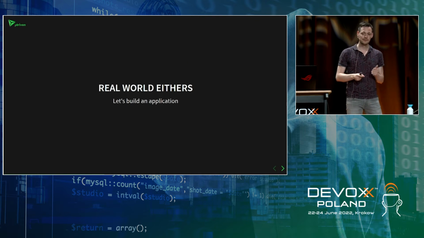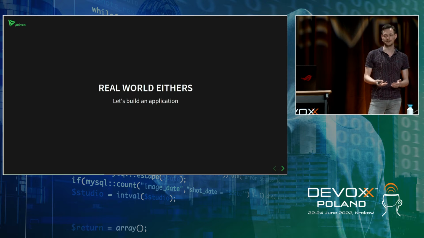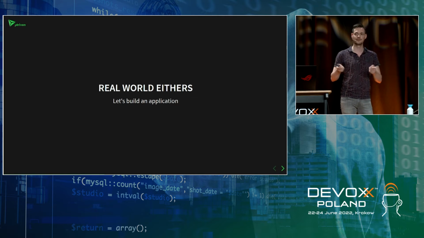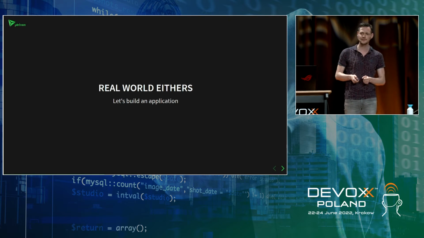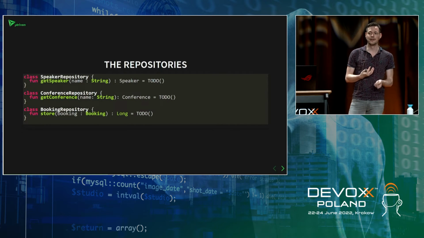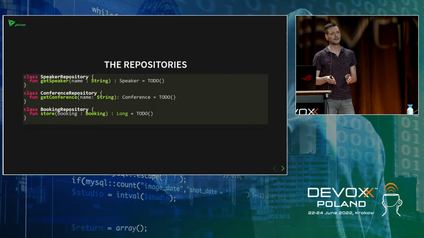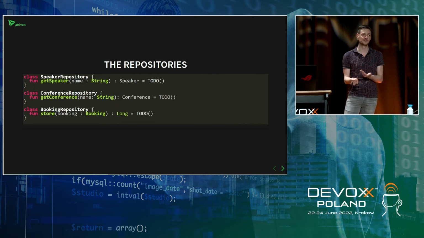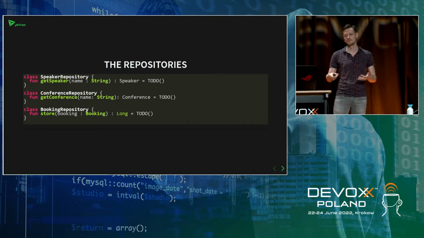So let's see how we can use eithers in a real-world application. And for this, I kind of made a pseudo Spring Boot-ish application, since I thought everybody would probably be most familiar with that, where we try to basically create a booking that books a speaker for a conference. So first we'll try to make it just using normal Kotlin, and then we'll see how eithers can improve this. So we'll create 3 repositories, one to get the speaker, one to get a conference, and one to store a booking, which is just a combination of speaker and conference. Very simple application.